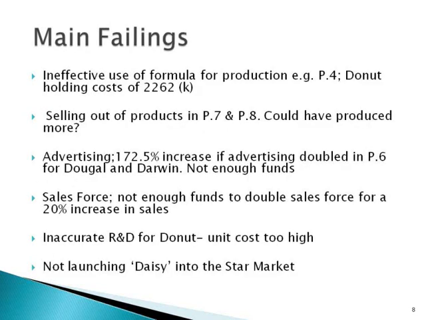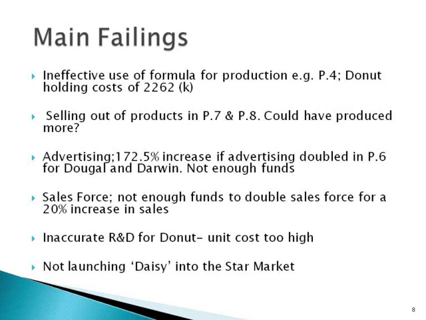Our main failings were, at the beginning of this simulation, we ineffectively used the formula for calculating production. For example, in period 4, Dunhit had holding costs of $2.3 million as we had overproduced. We also sold out of Darwin in period 7.